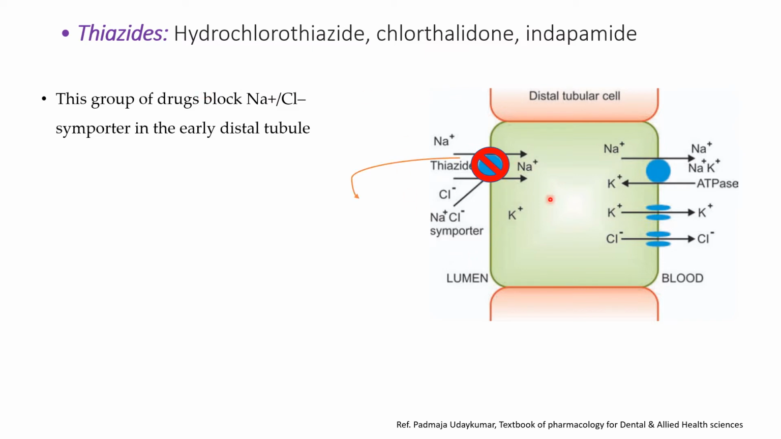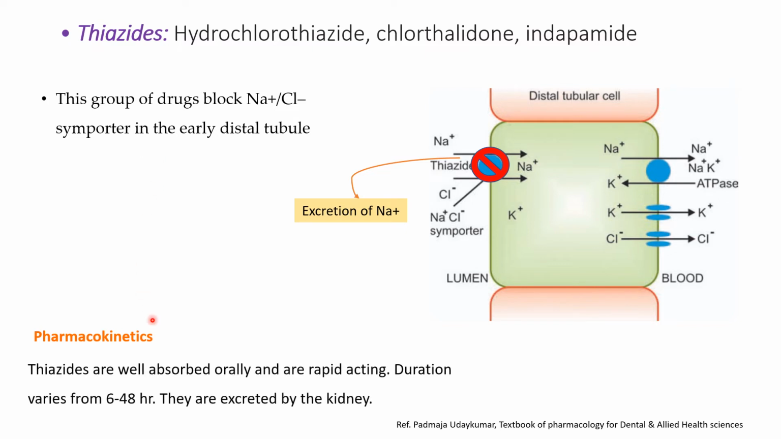chloride symporter, and when it blocks the symporter, it leads to the excretion of sodium, and whenever there is excretion of sodium, it also leads to the excretion of water. When water is excreted from the body, it reduces the blood volume and thereby reduces the blood pressure.